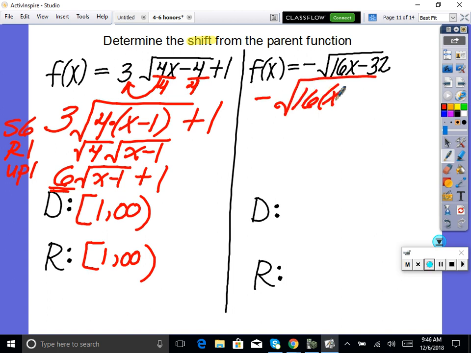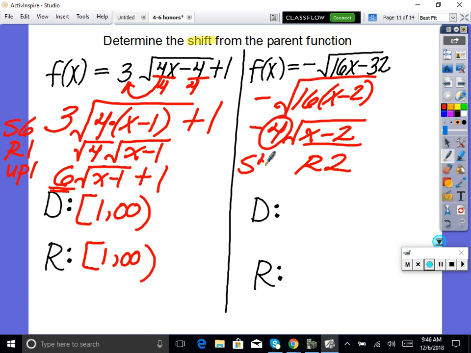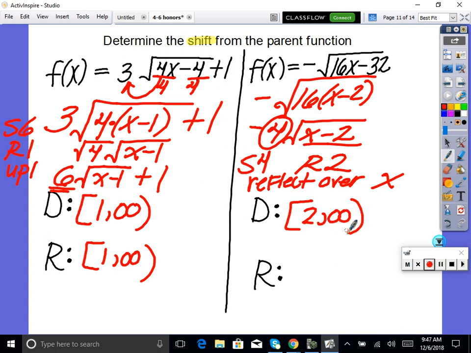16. And then left is x minus 2. So negative 4 square roots of x minus 2. Yeah. So then right 2, stretch of 4, and a reflection over the x-axis. Okay, let's do domain and range. So careful here, since it's reflected over x, our range is going to be negative, but our domain will stay the same, won't it? So right 2, so that means 2 to infinity. And since it's reflected, it's pointing down, so it'll be negative infinity up to, was there any shift up or down? Nope. 0. Okay, good.